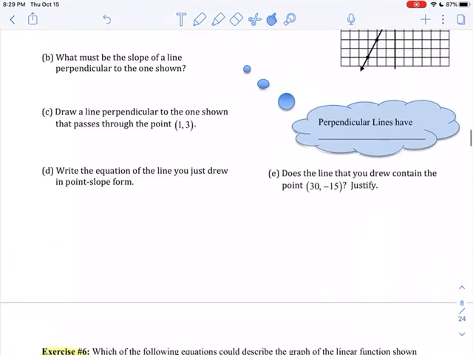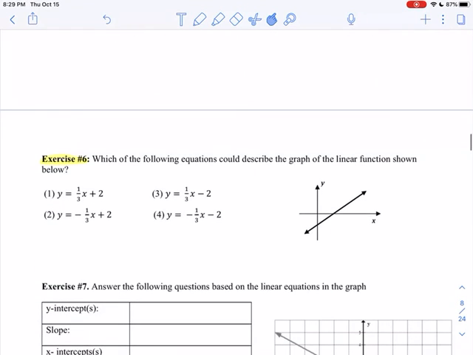Okay, and then I just wanted to look at one more. And that is going to be on exercise 6 right here. I want to know which of the following equations could describe the graph of the linear function shown. All right. This is a positive slope. Lines that start down and go up have a positive slope. So I definitely need something that's a positive slope. So I'm going to get rid of choice 2. I'm going to get rid of choice 4.